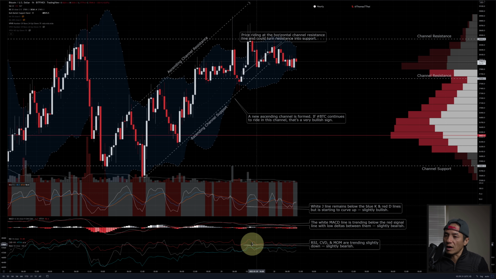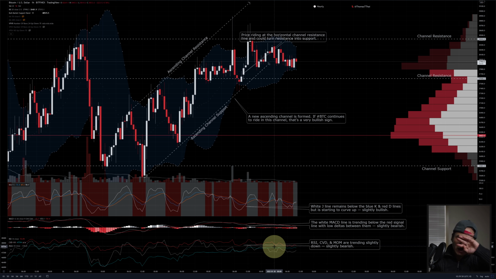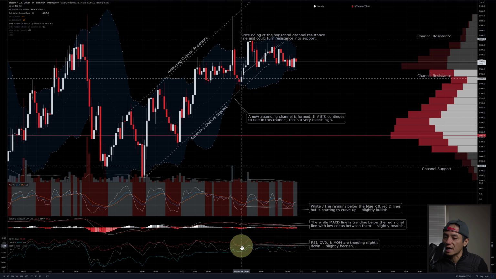On the RSI red line, the CVD, cumulative volume delta, aqua line, and the white momentum or MOM line down here, if you look at the overall range, what is it doing? It's just going sideways, really. There are up and down periods in the hours, but mainly it's going sideways. And this is what it says right here. Previously, it was going slightly down, but that's just looking at a short time segment.